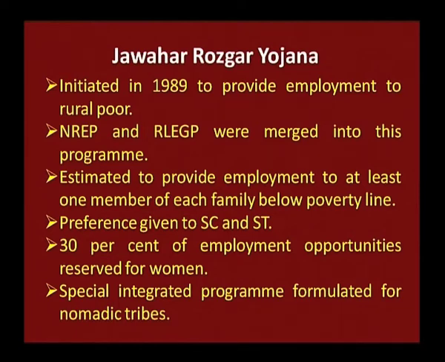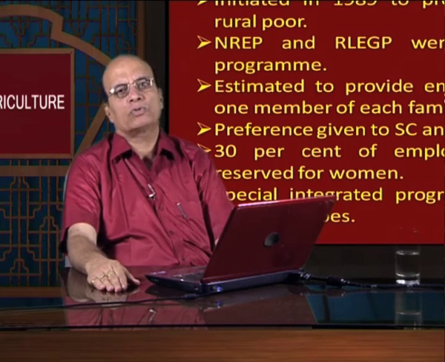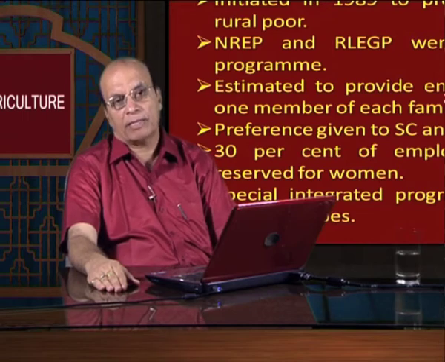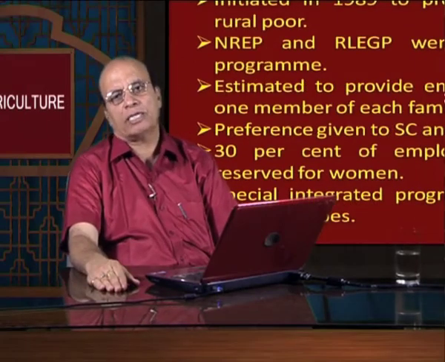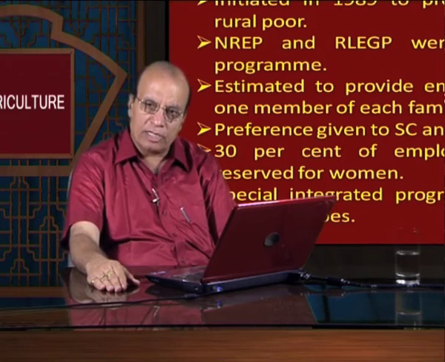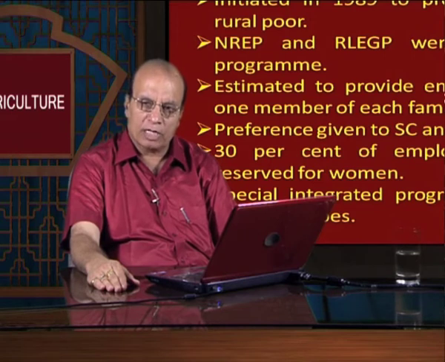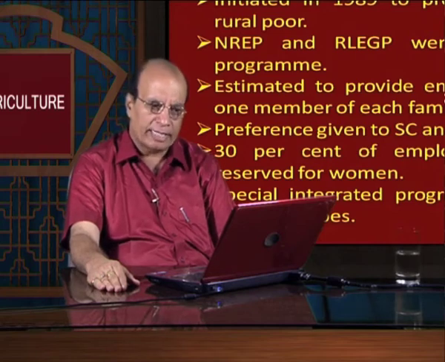They can be merged in Jawahar Rozgar Yojana, so there should not be any confusion or problem with the farming contribution. Therefore, under this Jawahar Rozgar, so many programs already prevailing in the villages can be clubbed together. It is estimated to provide employment to at least one member of each family below the poverty line. The poverty line has already been chalked out based on nutritional strata, and one member from one particular family is given gainful employment in the rural community, so that he can take care of the rearing of the entire family in toto.